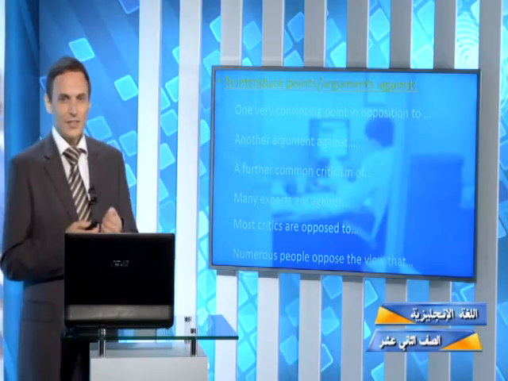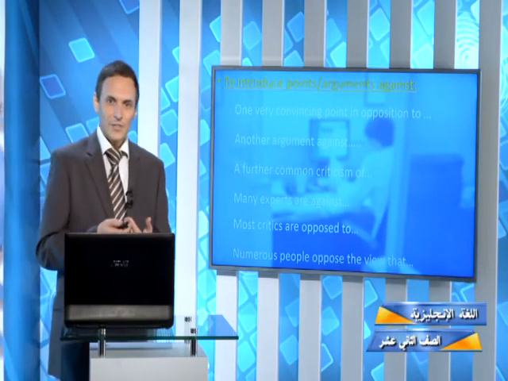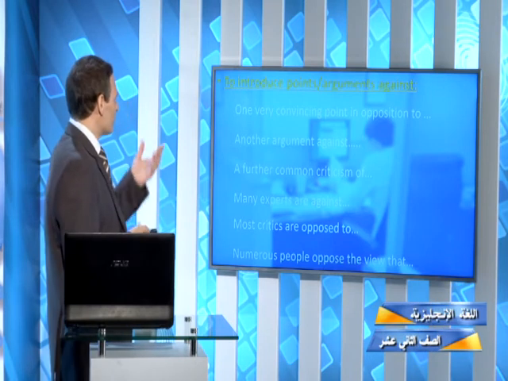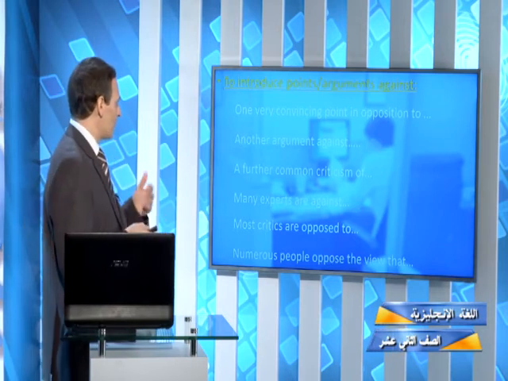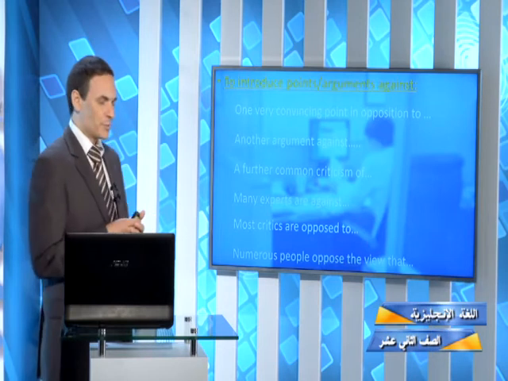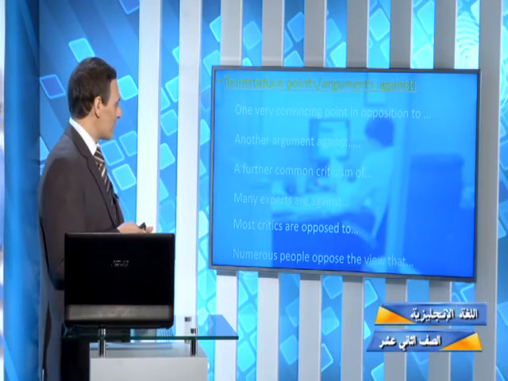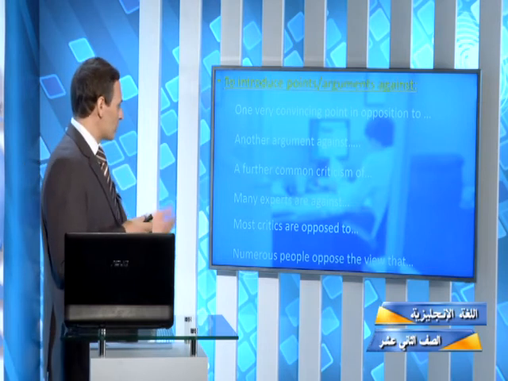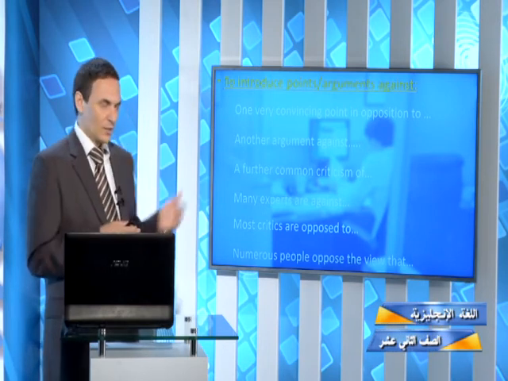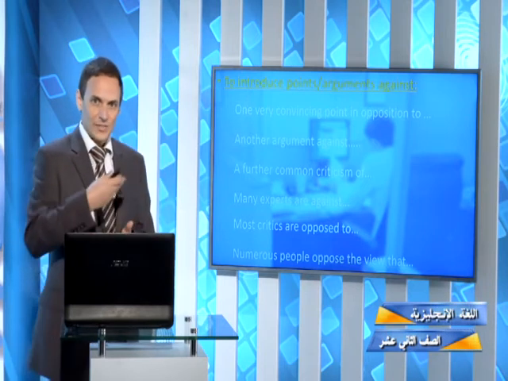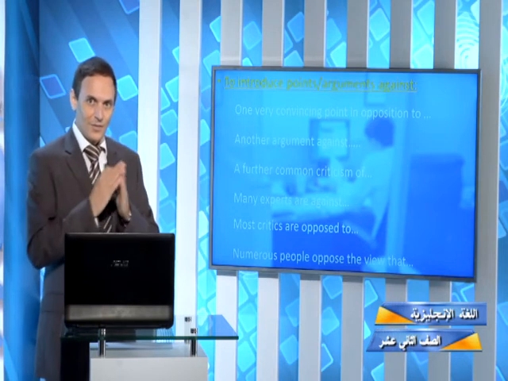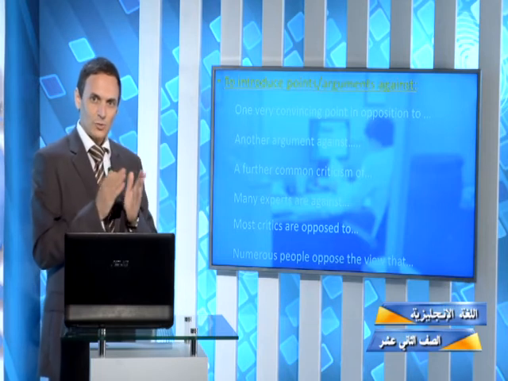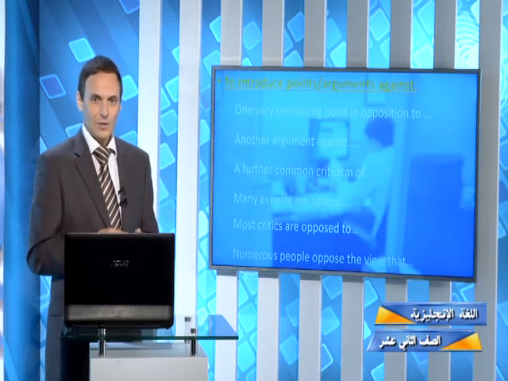Now let's talk about some phrases and some expressions that we use in order to introduce arguments against. Okay, so we can use one very convincing point in opposition to, another argument against, a further common criticism of, many experts are against, most critics are opposed to, and numerous people oppose the view that. We use these expressions in order to show our arguments which run against the issue or against the position that we took in our thesis statement.